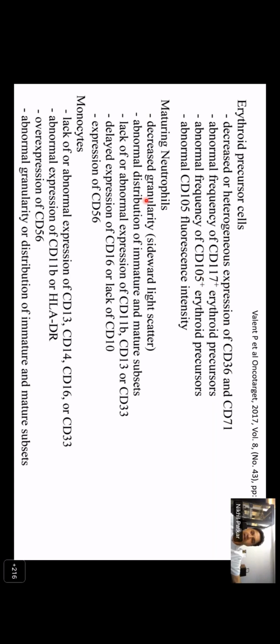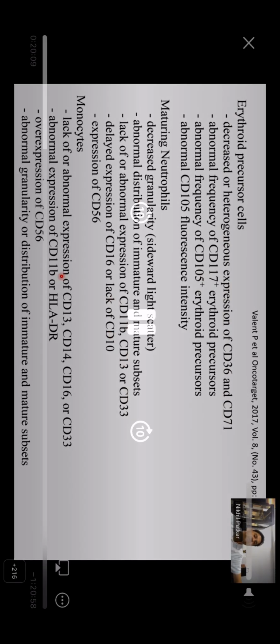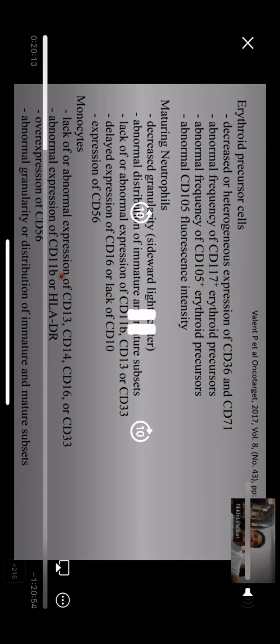You can have abnormal granularity in neutrophils, or they can show abnormal or asynchronous expression of CD11b, CD13, CD33, CD16, or lack of CD10. They can show aberrant CD56 or CD7. And monocytes too can show abnormal intensities or expression of antigens. We'll be seeing examples of all of these.